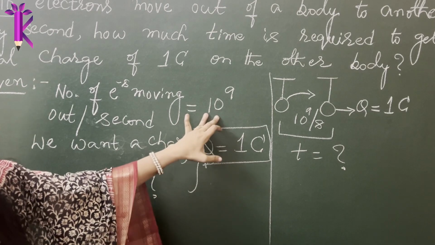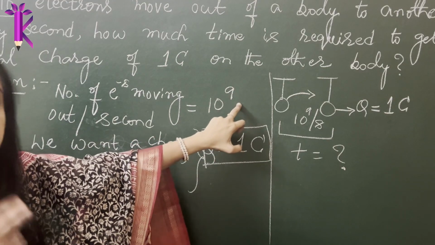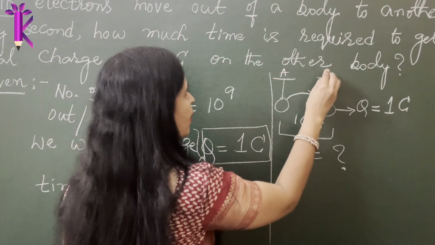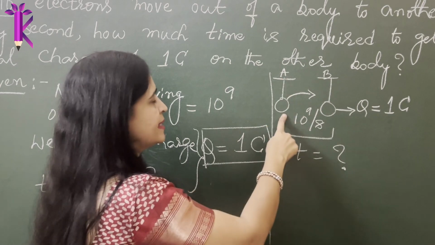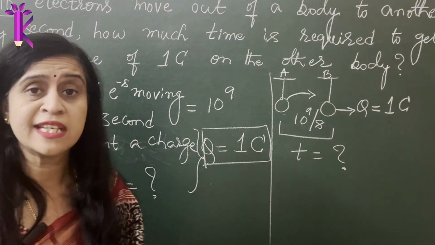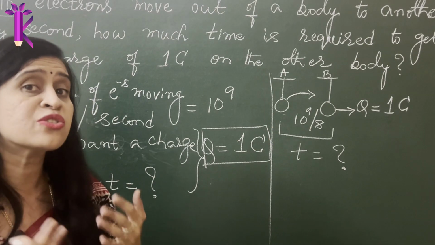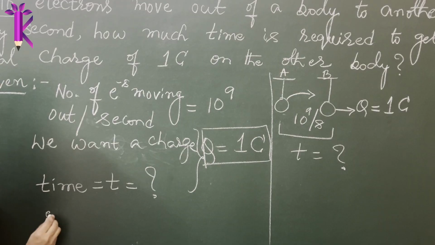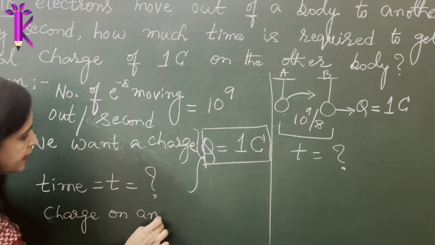Now, since you are transferring 10 to the power of 9 electrons every second, the body is losing, if I call this body A, a metal sphere A and a metal sphere B. So metal sphere A is losing more than 1 billion electrons every second. So what is the charge on every electron or a proton? The elementary charge, or the charge on an electron.